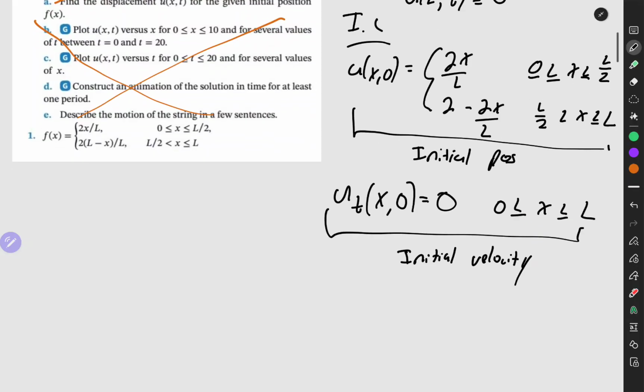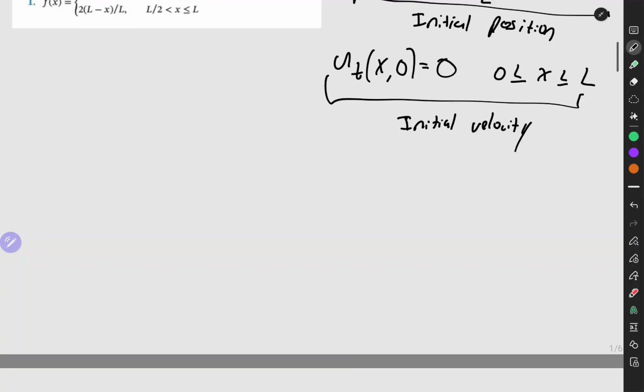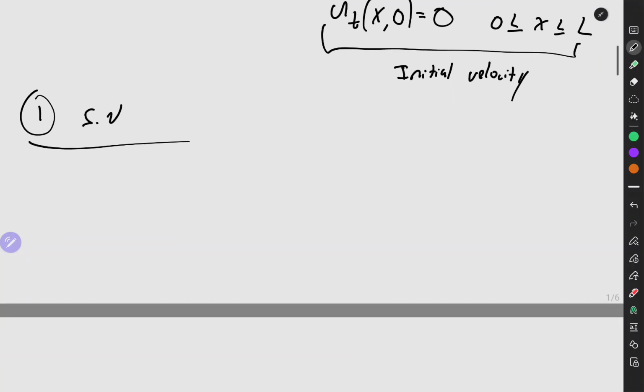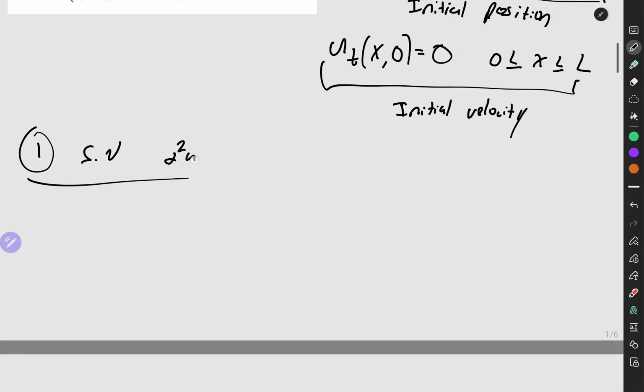Okay, so let's go ahead and separate the variables of the wave equation. First time we're doing this, right? Alright, so we have alpha squared u_xx equals u_tt. u_xx is equal to X double prime T. u_tt is equal to X T double prime, right?